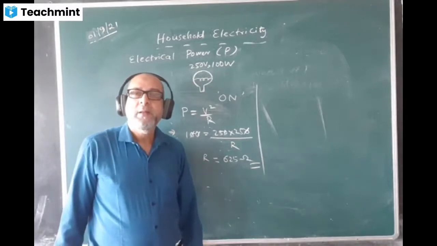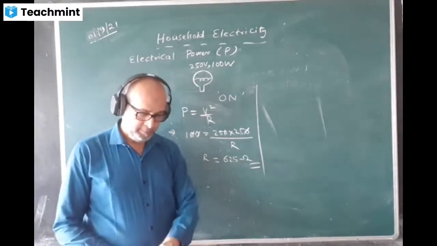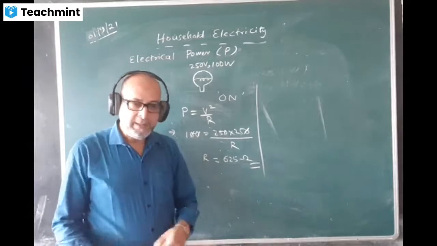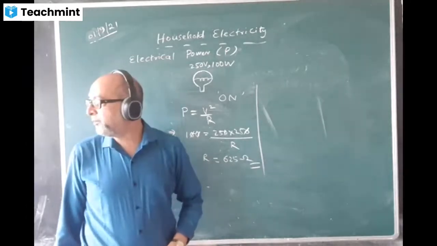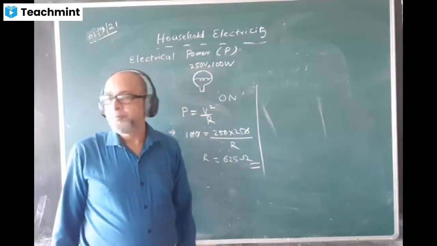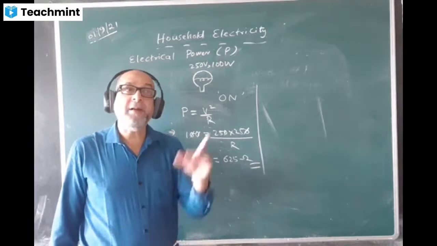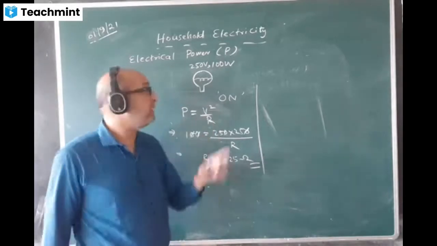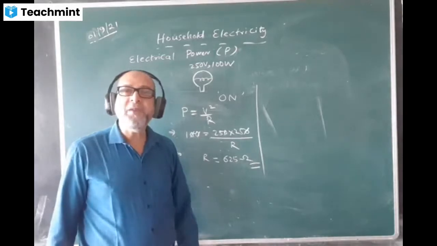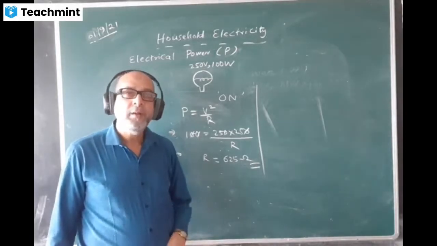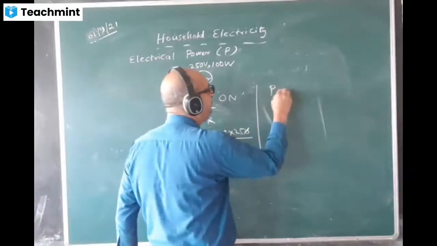The maximum current that can flow through the bulb can be calculated as follows. How can you find the current flowing through the bulb, maximum current at this voltage? How do you find the value of current? Which formula do you use? P equals VI. Very good. Yes, use that formula. Right? P is equal to VI.